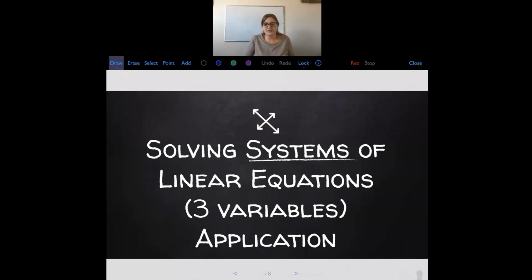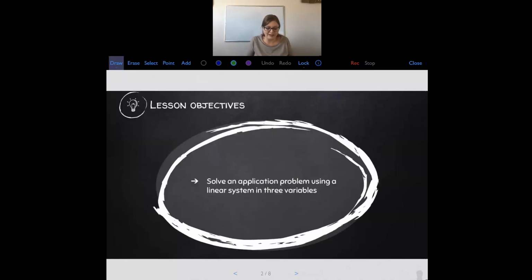In this lesson, we're still going to work with a linear system in 3 variables, but we're going to solve an application problem. So our only objective here is to solve an application problem using a linear system in 3 variables. So we're going to be given a word problem. We'll have 3 variables that we're trying to find the values of, and we'll have 3 pieces of information that we'll be able to relate the variables to come up with our 3 equations, and then we can solve them.